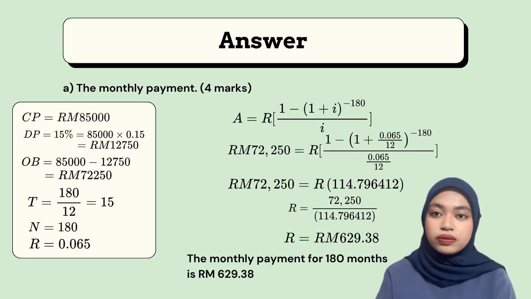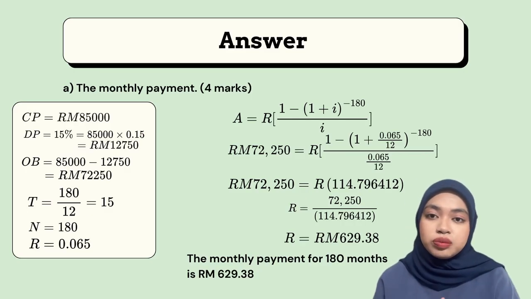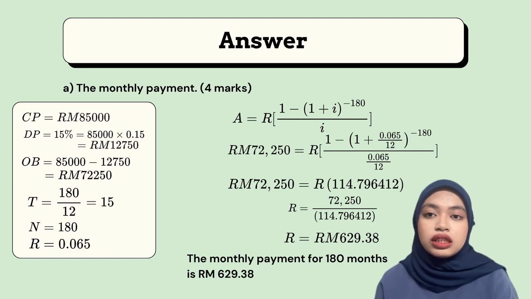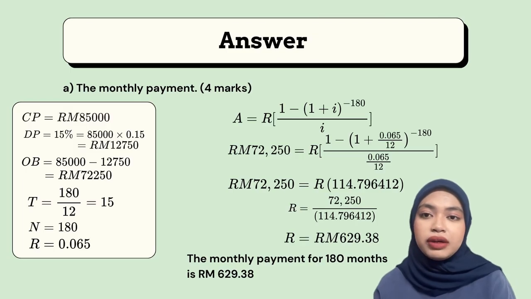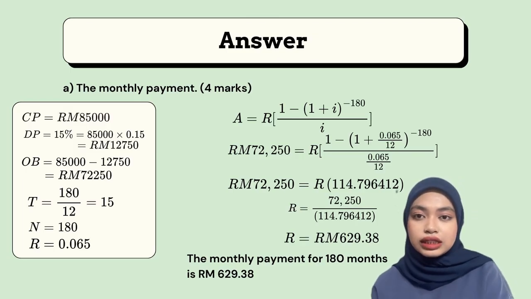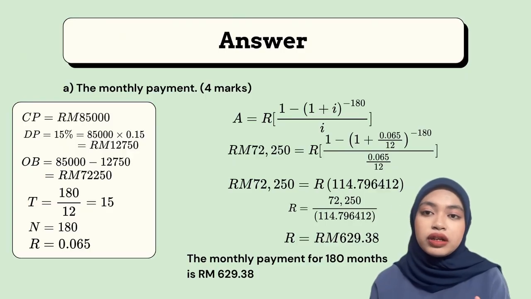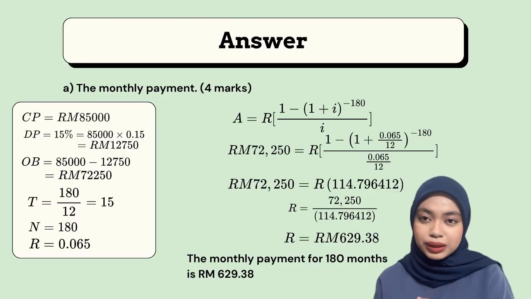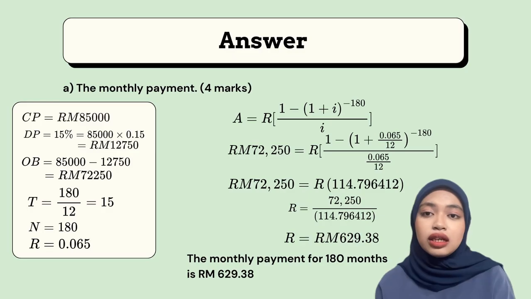So for question 4, the cash price of the car is 85,000. The buyer pays a 50% down payment and finances the remaining balance through 180 monthly installments at an interest rate of 6.5% compounded monthly. For part A, we need to find the monthly payment.